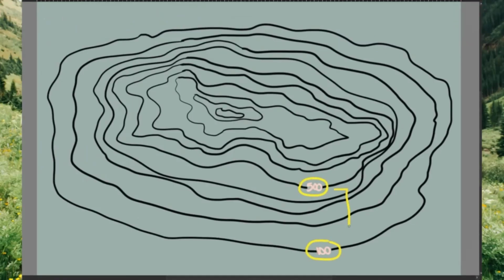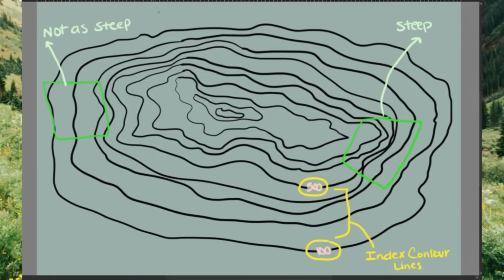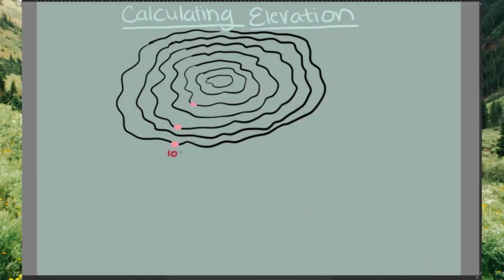Another important feature of topographic maps is how we can tell how steep something is, the slope of the mountain or landform that we're looking at. So lines that are closer together are actually going to indicate that that is very, very steep. If they're almost touching, we would probably need some type of special rock climbing gear to climb it. But if the lines are more spread out, that usually means we have a gentler slope, so we could probably walk up that area.